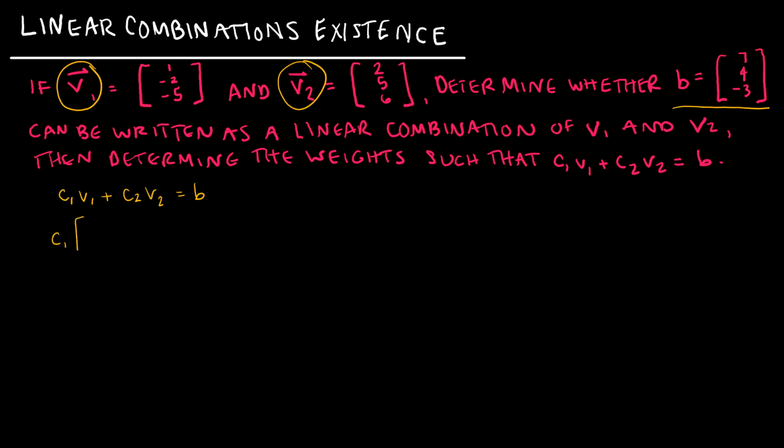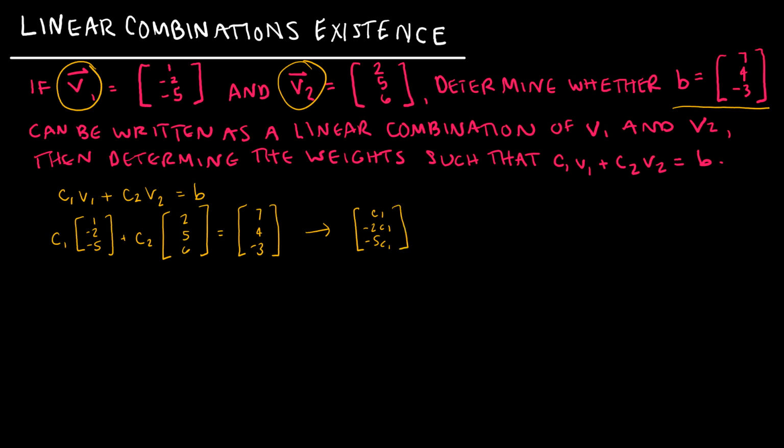Is there a C1 that I can take times 1, -2, -5? And is there a C2 that I can take times 2, 5, 6? That's going to end up at 7, 4, -3. Now, because I know that C1 is a scalar and C2 is a scalar, I could think of this as C1, -2C1, -5C1, plus 2C2, 5C2, 6C2, equals 7, 4, -3.